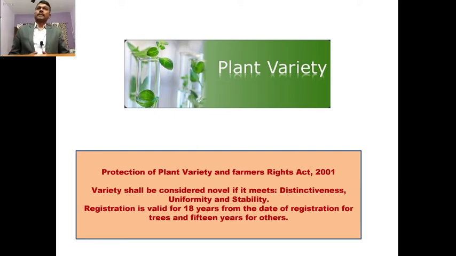Of course, there are a lot of other parameters that have to be taken into consideration, like, as I have written here, distinctiveness, uniformity and stability. These are the three main parameters which are considered while giving you the exclusive right under the Plant Varieties Act. Distinctiveness means the variety that you have created should have a specific quality which will make it distinct from the other existing varieties in the market.